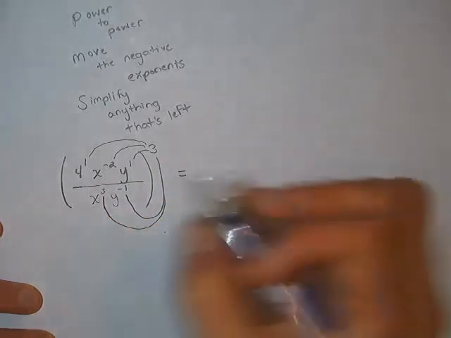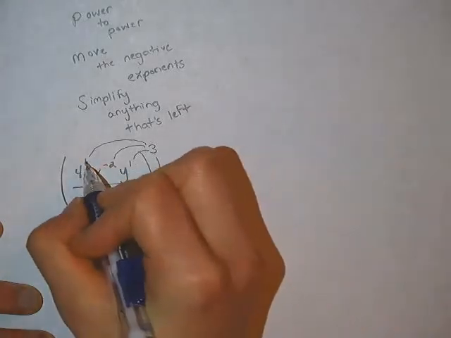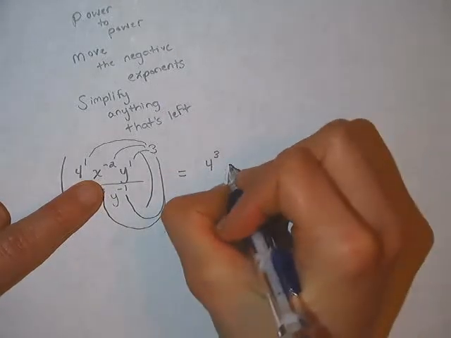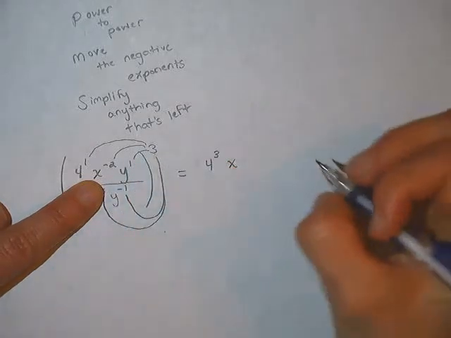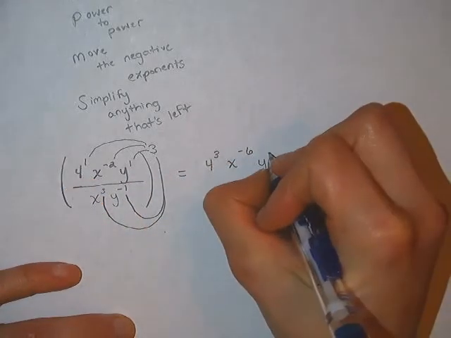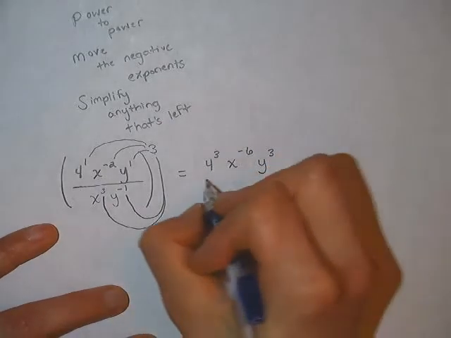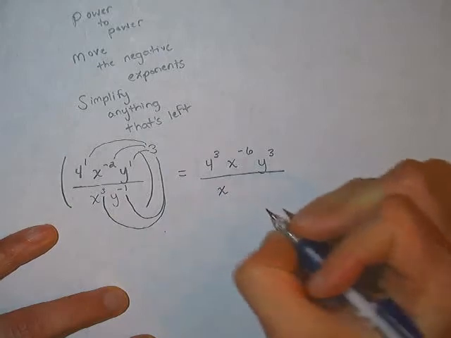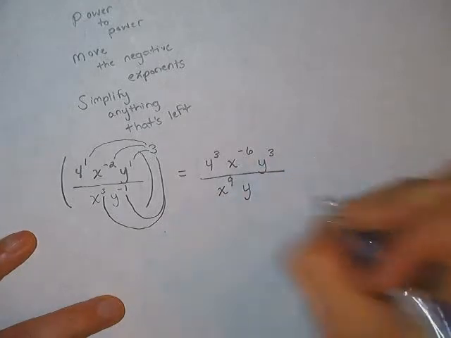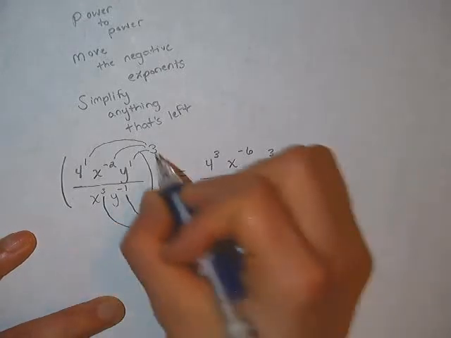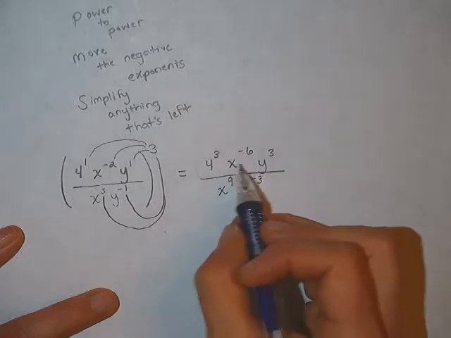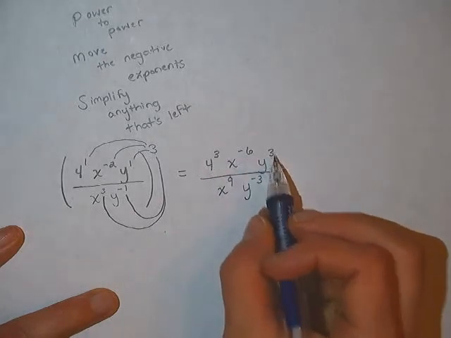So when I do that, it'd be 4 to the 1 times 3 power. And then you have x to the negative 2 times 3, which is negative 6 power. And then y to the 1 times 3, which is third, or to the third power. And then you have x to the 3 times 3, ninth power. And then you have y to the negative 1 times 3, which would be negative third power. All right. So hopefully that kind of made sense as to you distribute your power.